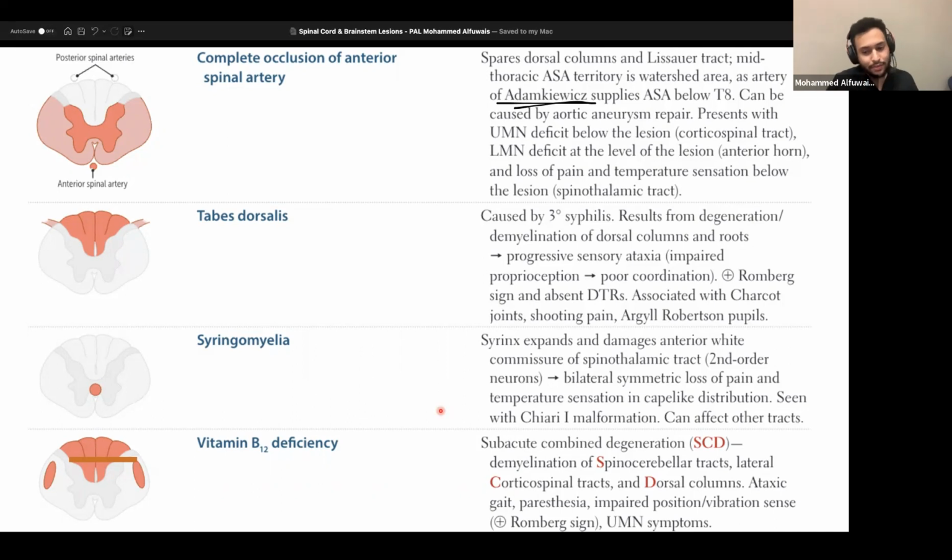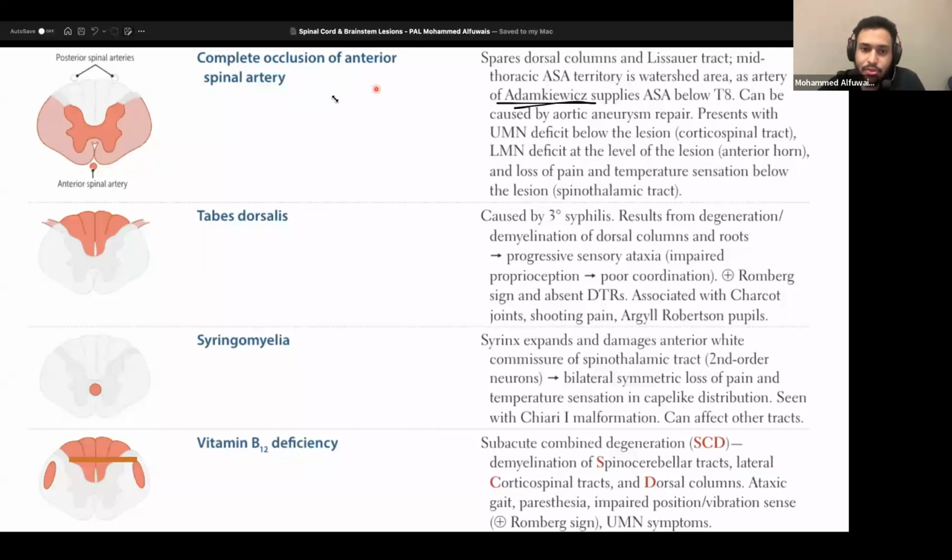If you have demyelination of the spinocerebellar tract, what will you find? Ataxia, or unconscious proprioception loss, which shows up as ataxia. If the corticospinal tract is demyelinated, what will you have? Spastic paralysis. Good. And if you have the dorsal column, what sign will you see? Romberg. Good. And loss of vibration and proprioception. Excellent. So that's basically what you'll find in patients with vitamin B12 deficiency.